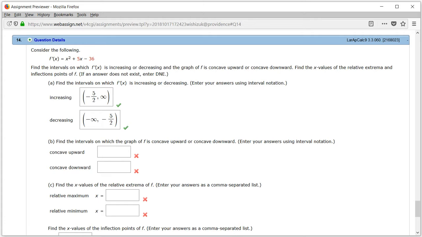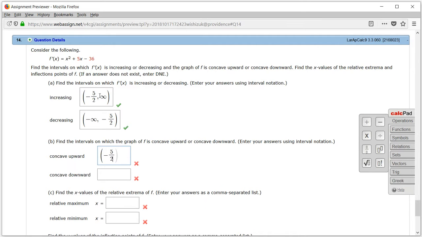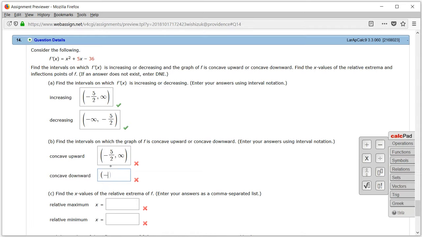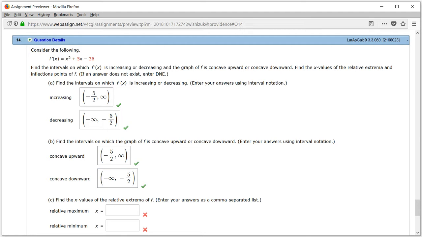Find the interval on which the original graph is concave upward and concave downward. Remember, the definition of concave upward is that the derivative is increasing. So we have the same answer as part A: negative 5 over 2 to positive infinity. And if the derivative is decreasing, it's concave down, so we have negative infinity to negative 5 over 2. Let's check the answer. I came back and we got part B correctly as well.